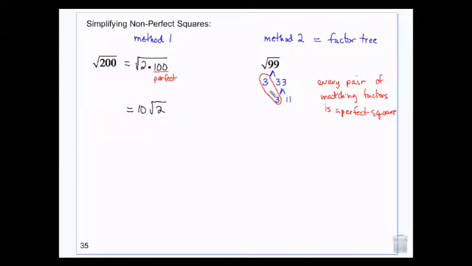Every time I find a pair, that's a perfect square. So what I can do is I can pull one of those out. The other one just kind of goes away. So I pull that 3 out, and whatever wasn't a perfect square gets left behind. So that 3 was perfect, so I could pull it out, and that 11 wasn't, so I leave it behind.